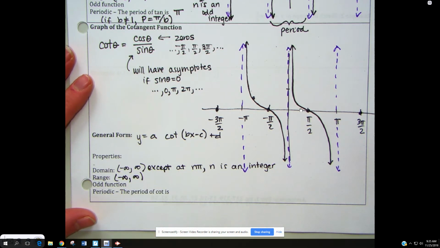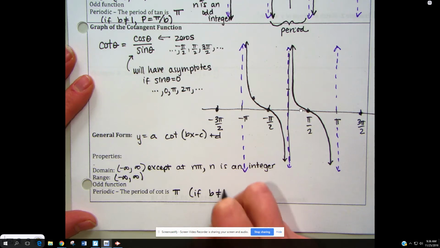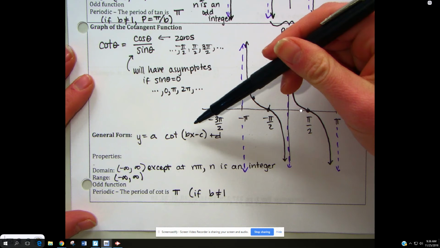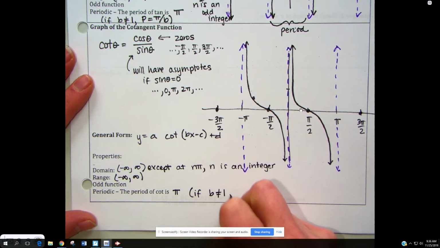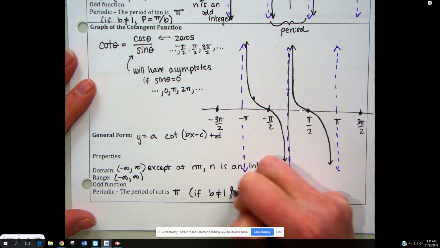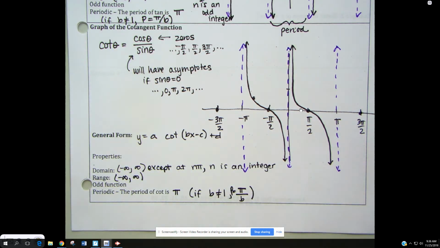This is also an odd function. It has rotational symmetry, and the period of cotangent is pi for the parent function. If your b is not equal to 1, if you have a multiplier inside of your cotangent function attached to that x, then you would take the original period of the parent and divide by b. Maybe I should put p equals. So we've made it through the parent functions, and I'll just go over a couple of quick examples with you.